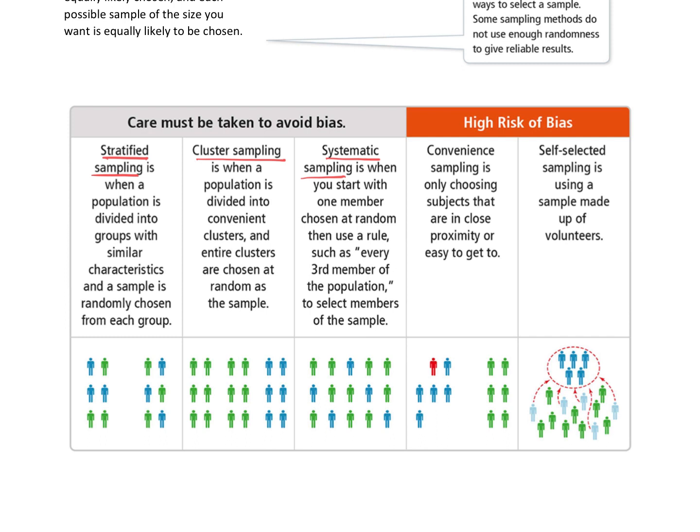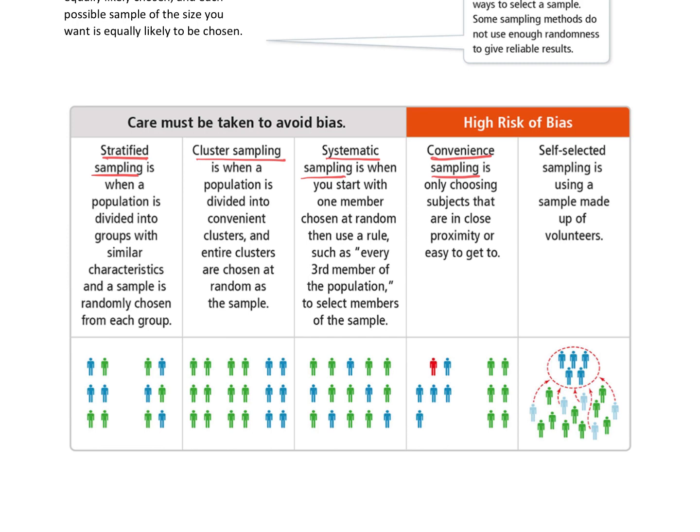There are some sampling methods that have a high risk of bias. These are the ones we would avoid. Convenience sampling is only choosing subjects that are in close proximity or easy to get to. So if I wanted to ask a statistical question about the opinion of Algebra 2 students on something, and I just asked you guys, because you're the ones I see in class, that's convenience sampling. It's convenient for me. Are you representative of every single Algebra 2 student at Rockford High School? No, you're not. It's a convenient sample for me.